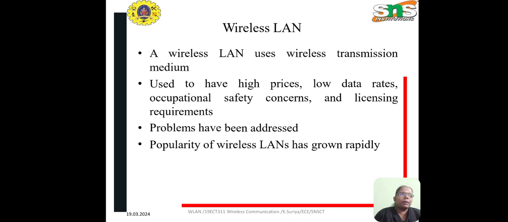WLANs are built by attaching a device called access point to the edge of the wired network. Clients communicate with the access point using a wireless network adapter, which is similar in function to an Ethernet adapter. It is also called a LAWN, which is Local Area Wireless Network.